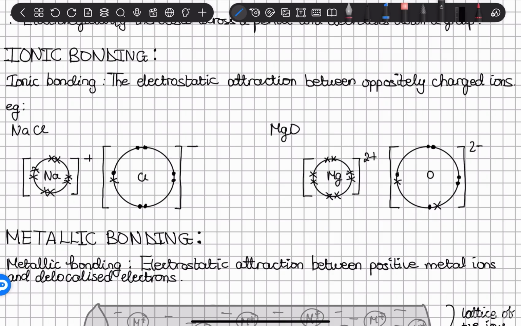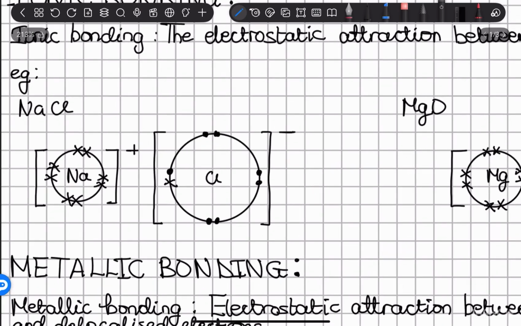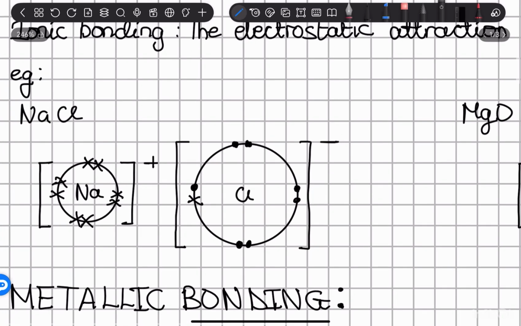So we have ionic bonding. Ionic bonding is defined as the electrostatic attraction between oppositely charged ions. So a negatively charged ion and a positively charged ion, same as in IGCSE. So over here I've drawn diagrams of two simple ionic compounds that are ionically bonded. So we have sodium here and chlorine here.